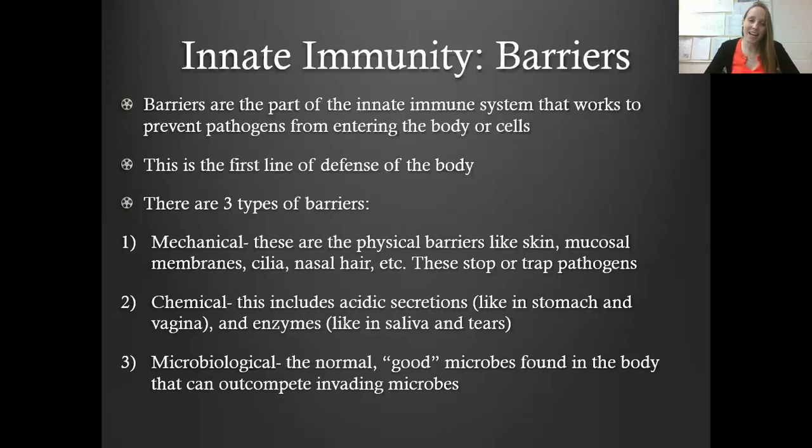Also things like cilia and nasal hair, all part of the mechanical barriers. Then the chemical barriers include things like acidic secretions. So like in your stomach, for example, the acid in your stomach can kill off not all, but a lot of possible pathogens that you could eat. The vagina is also acidic in order to prevent pathogens from coming in that way. And then you also have enzymes in your tears and in your saliva that can kill off pathogens that come in through your eyes or mouth.